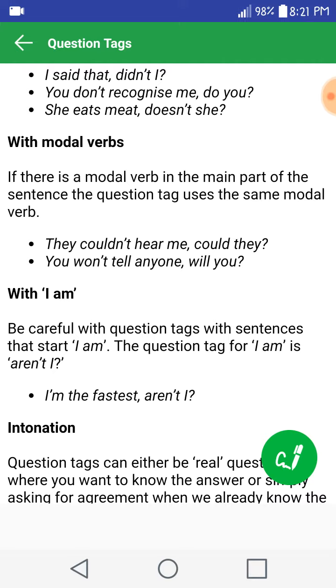Now, with modal verbs, if there is a modal verb in the main part of the sentence, the question tag uses the same modal verb. Now, here we have some examples. They wouldn't hear me, would they? You won't tell anyone, will you?